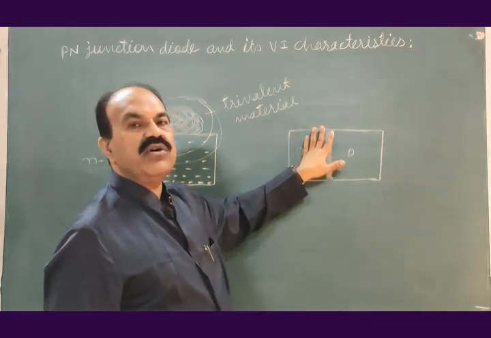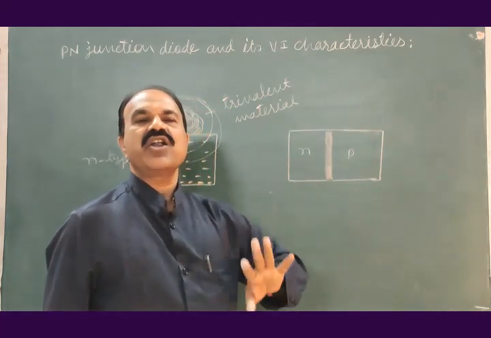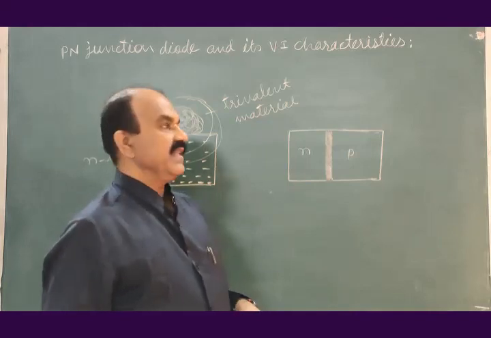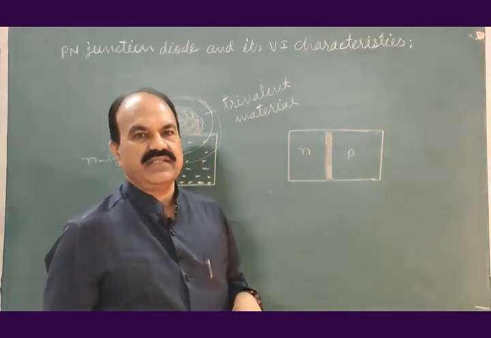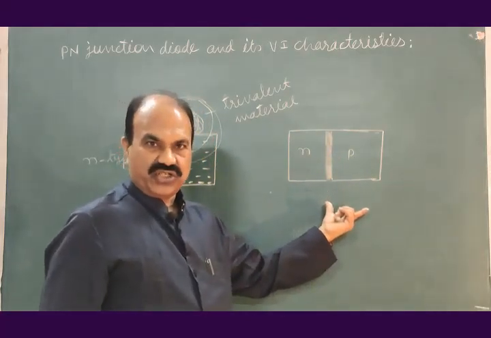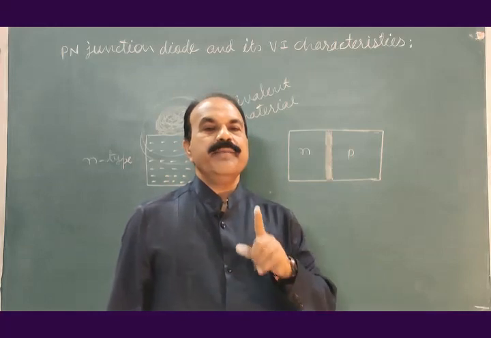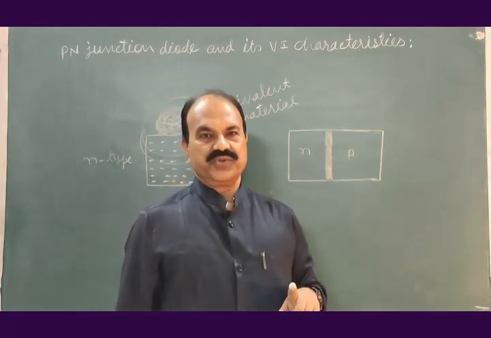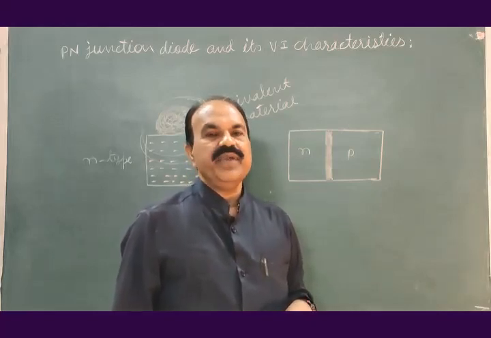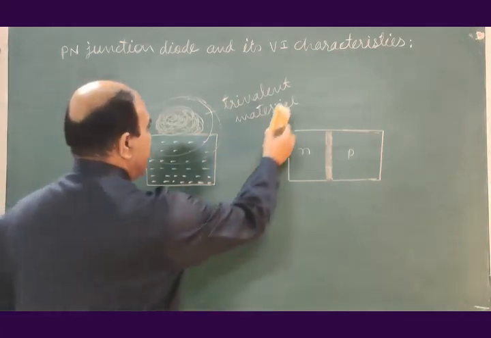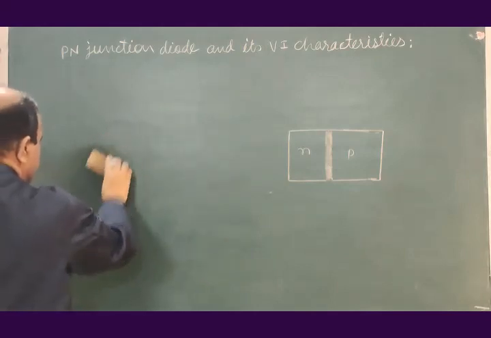This portion will have large number of free electrons. This portion will have large number of free holes. And this is junction between N and P type of semiconductor. This crystal structure is known as PN junction diode. And this p-n junction diode may be represented this way.